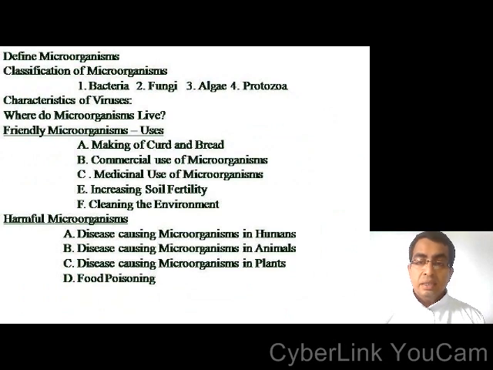In the previous classes, you have learned what microorganisms are, the classification of microorganisms: bacteria, fungi, algae, and protozoa, the characteristics of viruses, where microorganisms live, friendly microorganisms, the useful microorganisms, use in making curd and bread, commercial use, medicinal use, the use in increasing soil fertility, cleaning of the environment, the harmful microorganisms, disease-causing microorganisms in humans, disease-causing microorganisms in animals, disease-causing microorganisms in plants, and food poisoning.